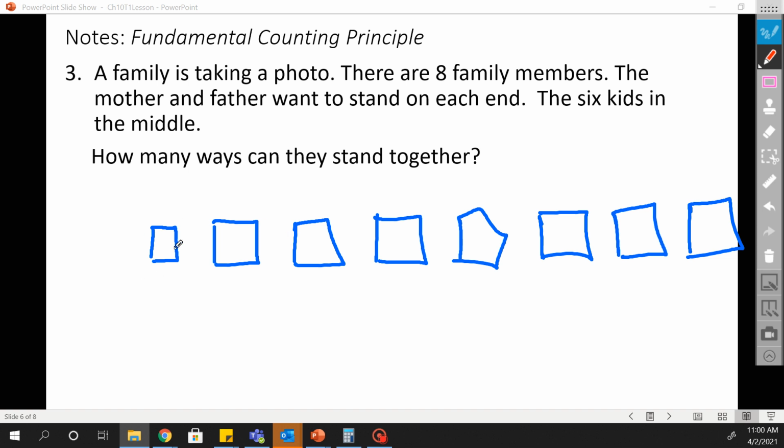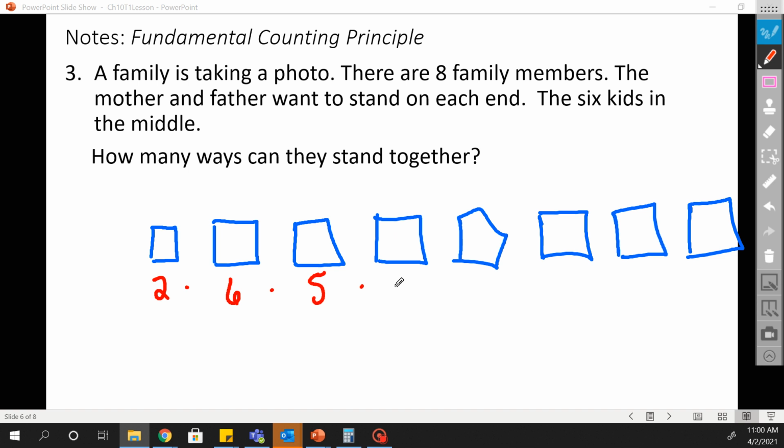So for the first spot, well, remember, the parents are standing on the ends, and all the kids are in between. So in this first spot here, there's only 2 choices. It's either mom or it's dad. In this spot, it's one of the kids. So there's 6 kids to choose from, 6 different options. This spot is also a kid, but it can't be the same kid as in this spot. So there's only 5 options here.